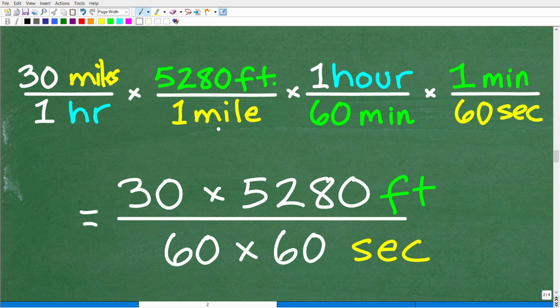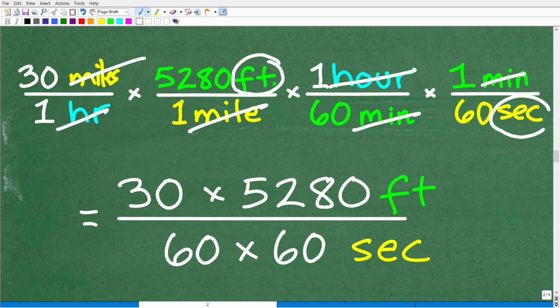First, we're going to get rid of the miles to go to feet. So our conversion factor is 5280 feet to 1 statute mile. So miles goes away. All I've got to do is multiply by this, and I'm left with feet up here in the numerator. Okay, so now let's focus in on time. Hours will cross cancel with hours. Minutes will cross cancel with minutes, and I'm left with seconds.